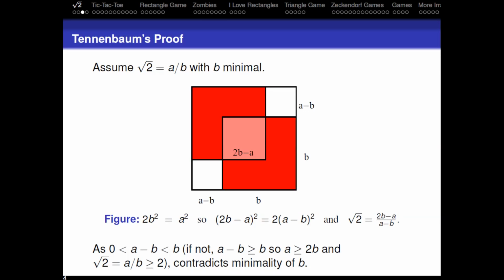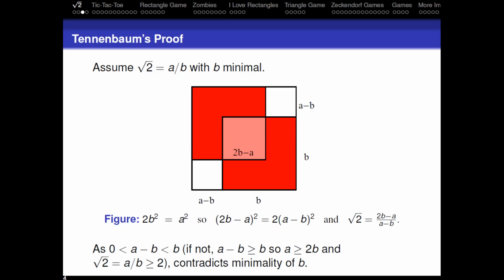when you do a little bit of work, you see that the small squares that are missed are a minus b by a minus b. And the largest square that's missed is 2b minus a by 2b minus a. So it's a good homework problem to try to confirm those dimensions. And we then get that the double counted area has to equal the area of the two parts that are missing. So you get 2b minus a squared is twice a minus b squared. So you get a new formula for the square root of 2.